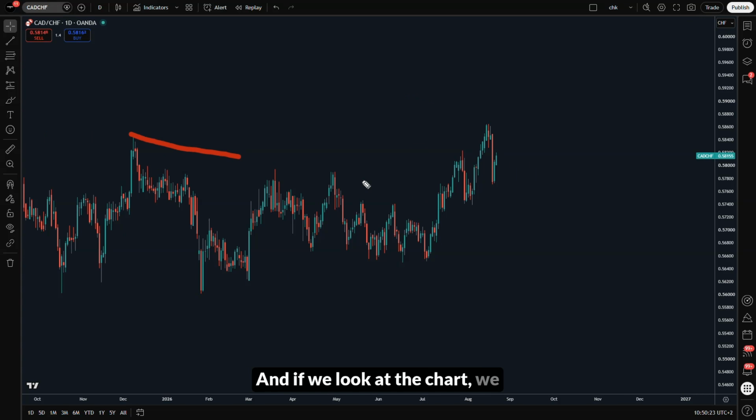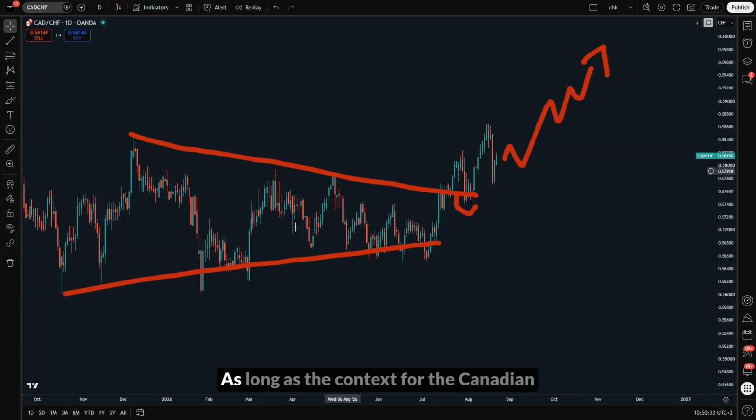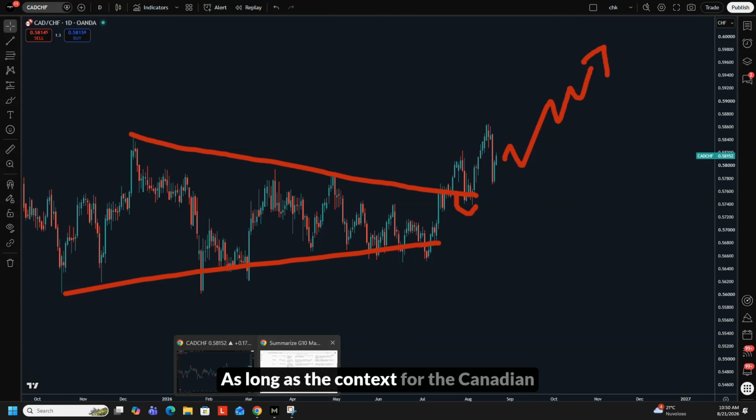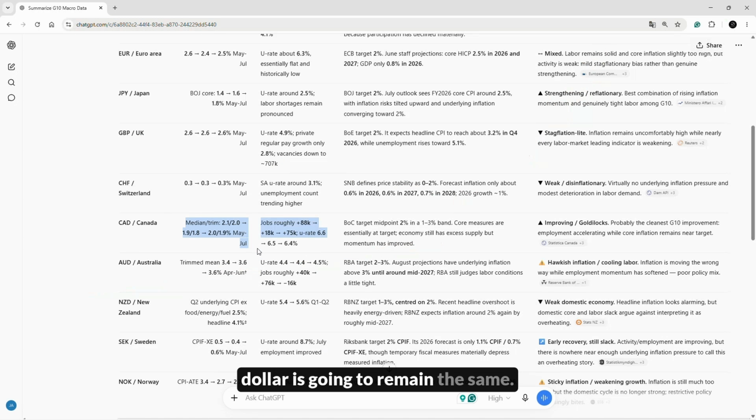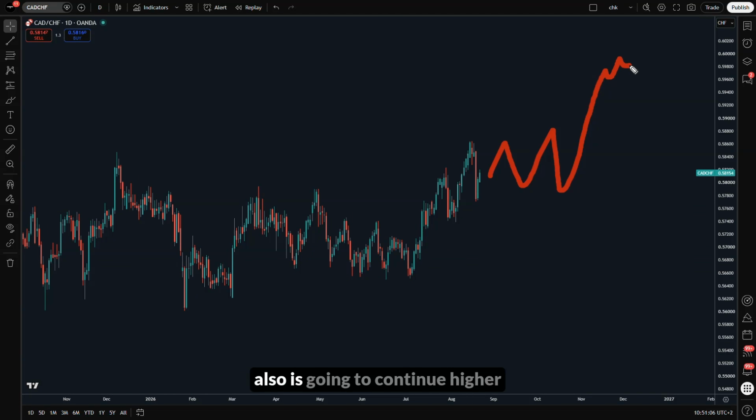And if we look at the chart, we see a break of market structure, retest, and potentially this is going to continue higher as long as what? As long as the context for the Canadian dollar remains the same. So inflation at the target would potentially be a lot more interesting if inflation starts to move higher in Canada with the labor market doing okay. And also the same context needs to remain the same for Switzerland. So long as that continues, this also is going to continue higher.